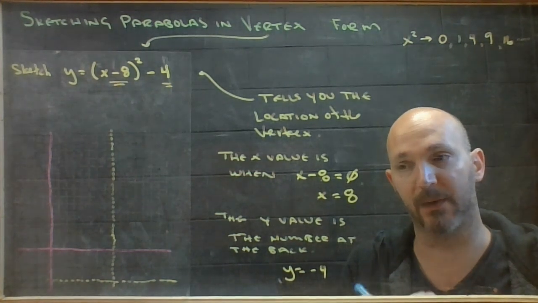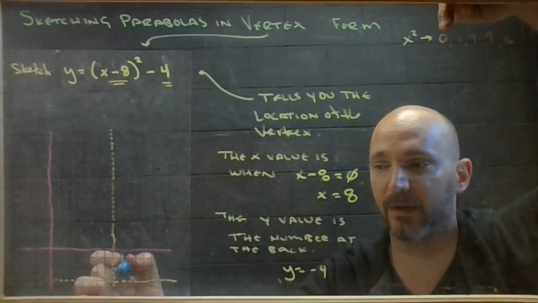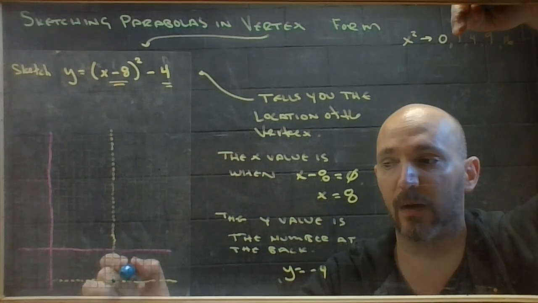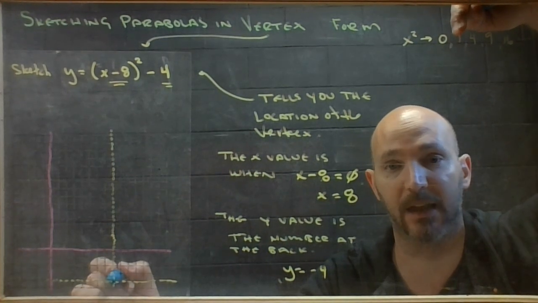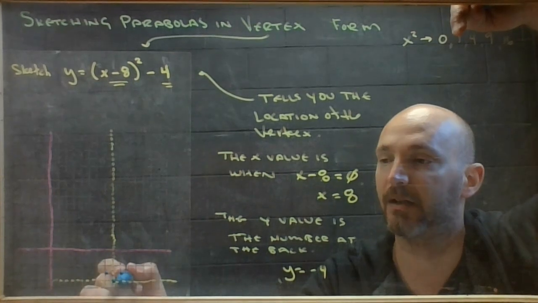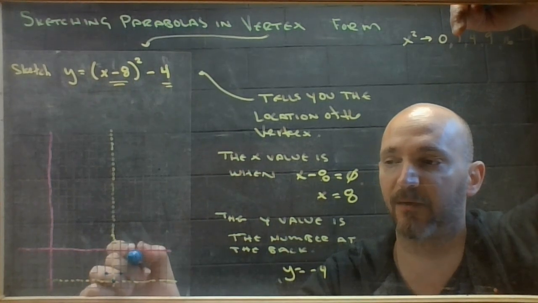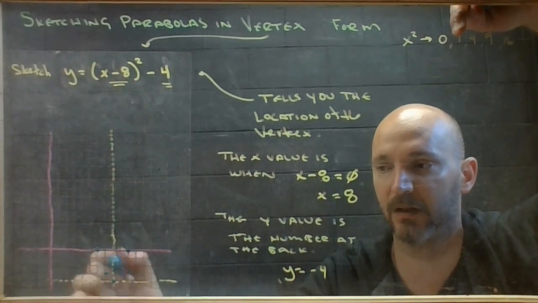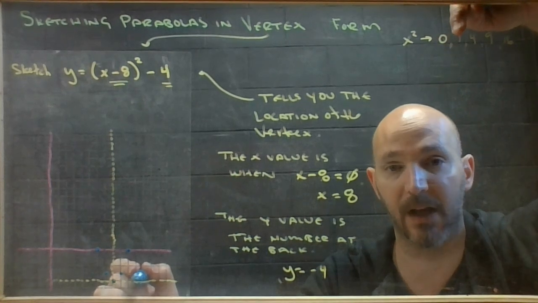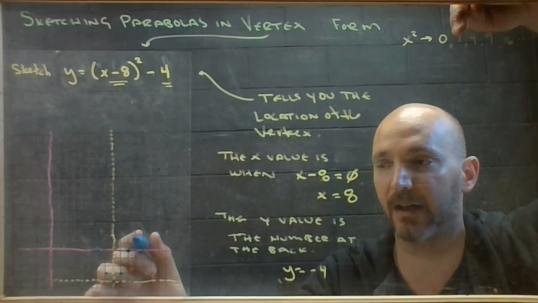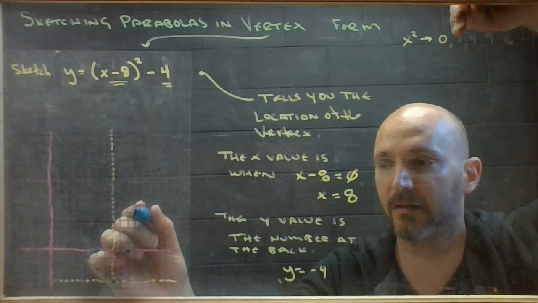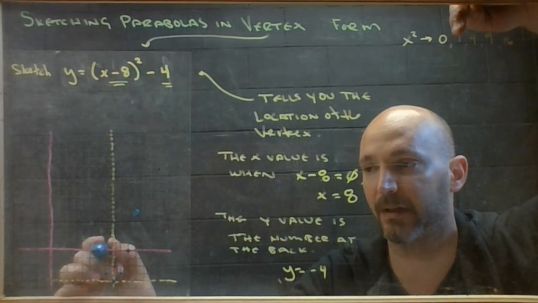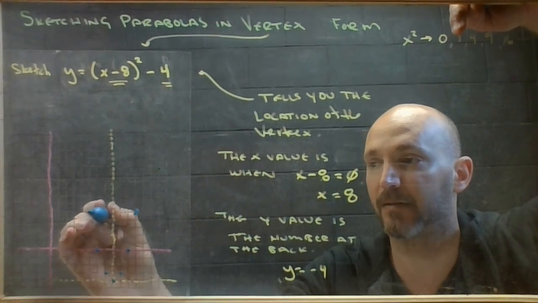So start going through the list. Find where the vertex is. Take one step to the right, you go up 1. Take one step to the left, you go up 1. 2 steps to the right, you're up 4. 2 steps to the left, you're up 4. 3 steps to the right, you're up 9. 3 steps to the left, you're up 9.